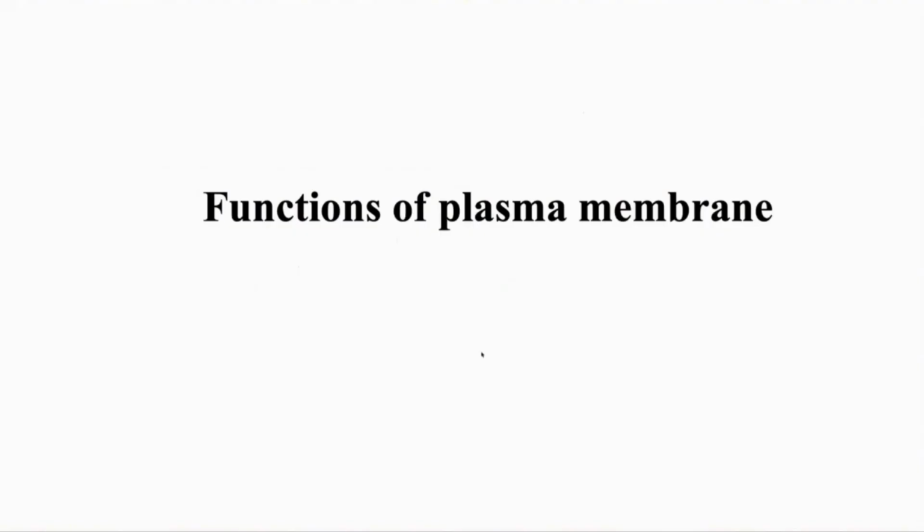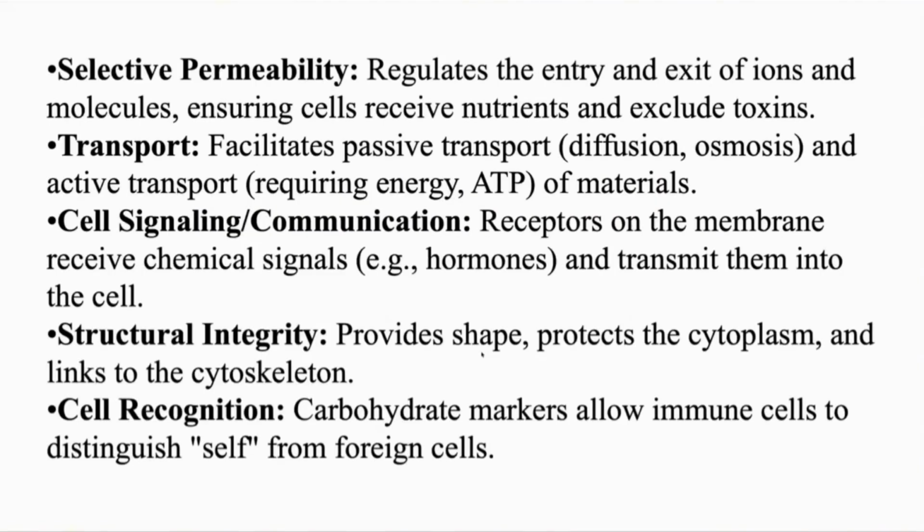Now we can look into the functions of plasma membrane. What is the function of this plasma membrane? The first one is selective permeability. That means it regulates the entry and exit of ions and molecules, ensuring cells receive nutrients, and it can exclude the toxins out of our body.